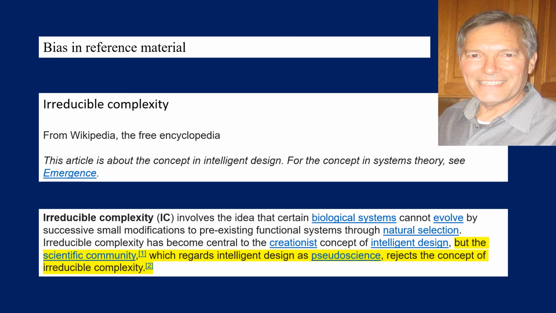cannot evolve by successive small modifications to pre-existing functional systems through natural selection. Irreducible complexity has become central to the creationist concept of intelligent design. But now they go into the but. They jump right into the negative aspect of irreducible complexity, the complications of that. But the scientific community, which regards intelligent design as pseudoscience, rejects the concept of irreducible complexity.